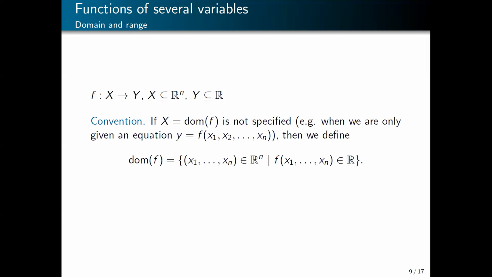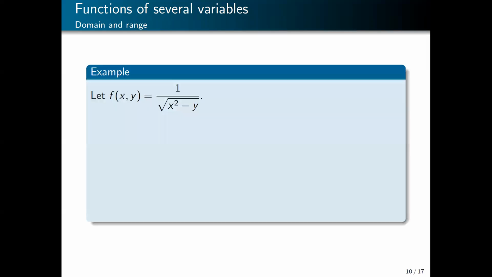In this case, we define the domain of f to be the set of all points in R^n for which the expression f of x1, x2, up to xn is a real number. In general, it is more difficult to find the range of a function than it is to find its domain. In some special cases, for instance, when the graph of the function is a known surface, it is possible to deduce the range of f. We will focus only on finding the domain of a function in this course. Let us look at some examples.